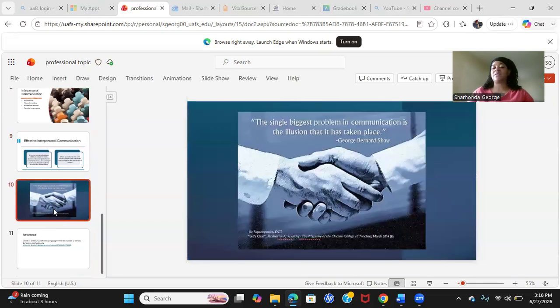Last but not least, here's a quote from George Bernard Shaw. The single biggest problem in communication is the illusion that it has taken place.